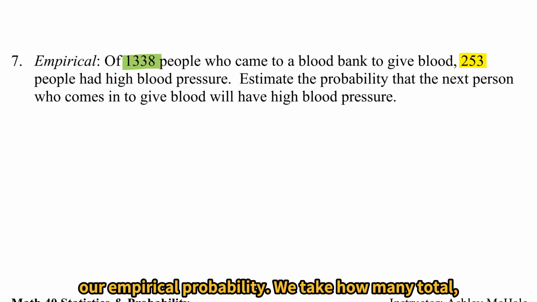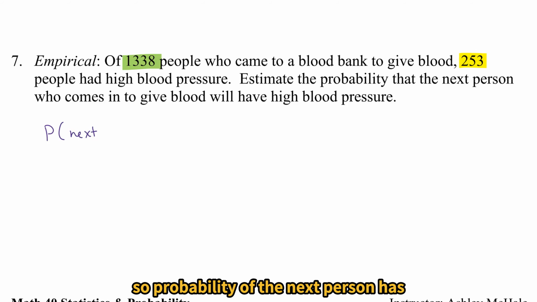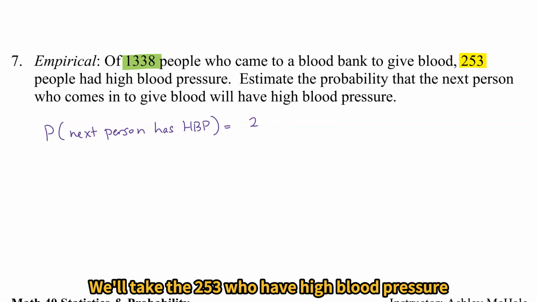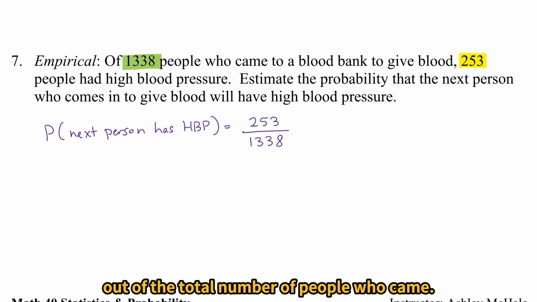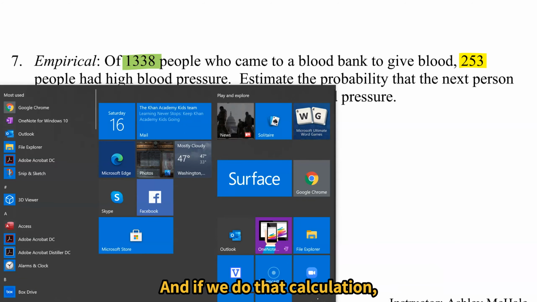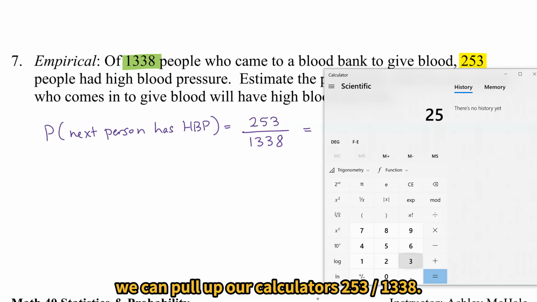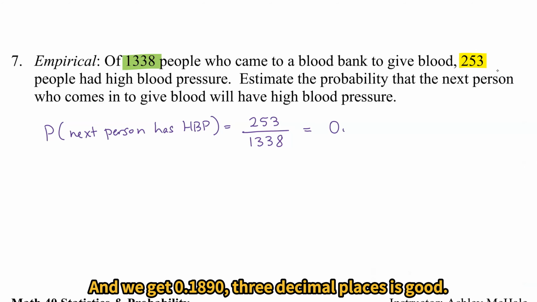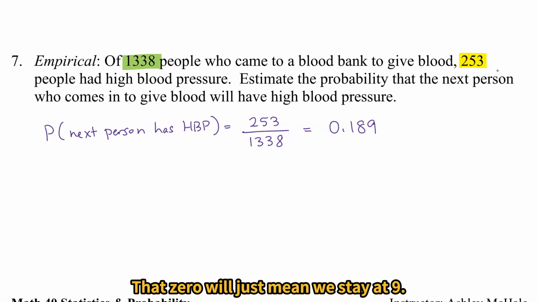We take how many total, so probability of the next person has high blood pressure. We'll take the 253 who have high blood pressure out of the total number of people who came. And if we do that calculation, we can pull up our calculators. 253 divided by 1,338, and we get 0.1890. 3 decimal places is good. That 0 will just mean we stay at 9.